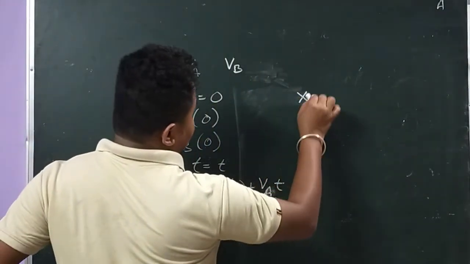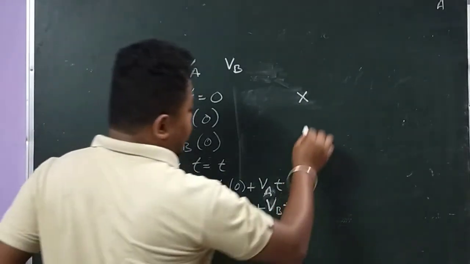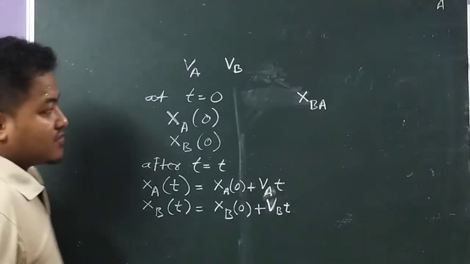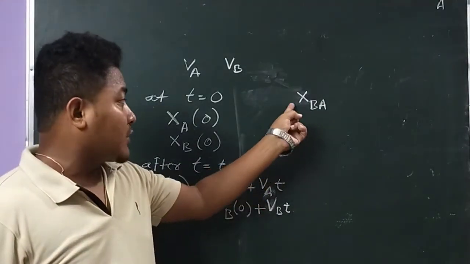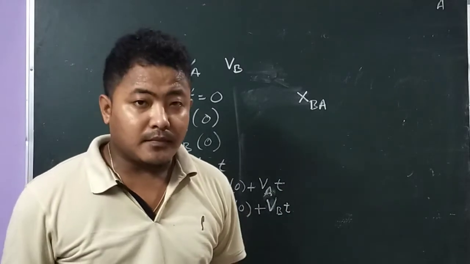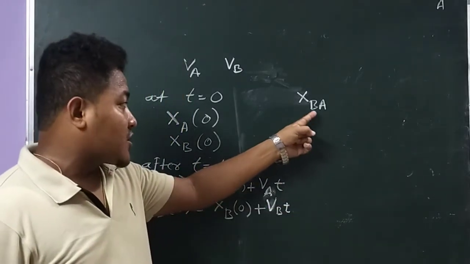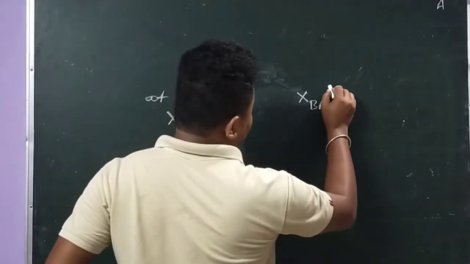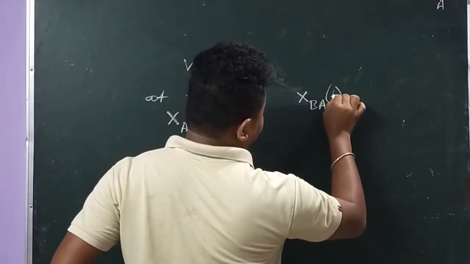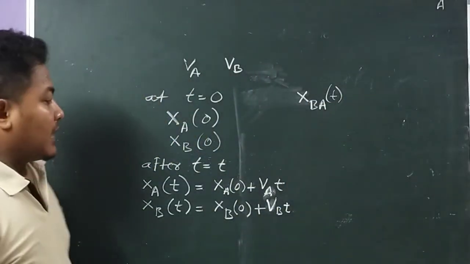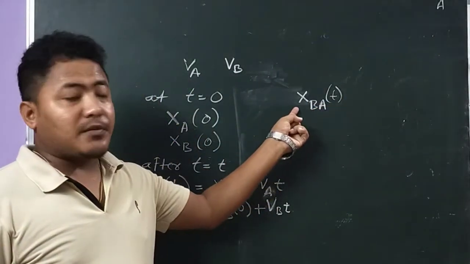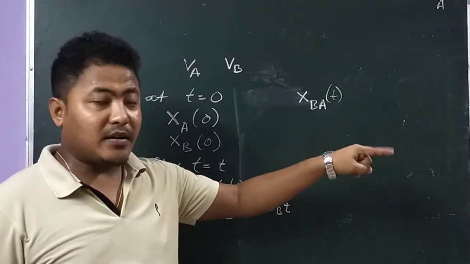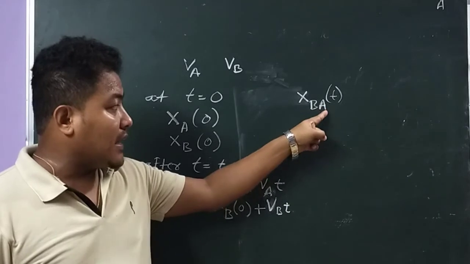The total displacement from A to B. What is this? XAB means total displacement from A to B. This is written like that: total displacement from A to B. At what time? At time t. Okay. Now at time t, total displacement from A to B. That is, if I write BA, that means what? The total displacement from A to B.